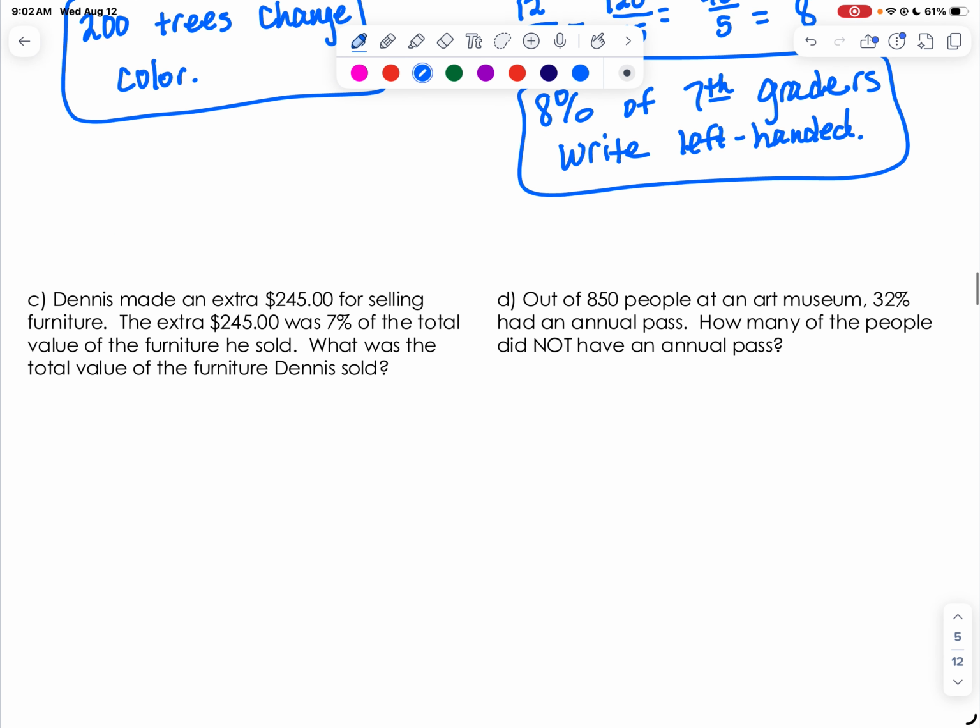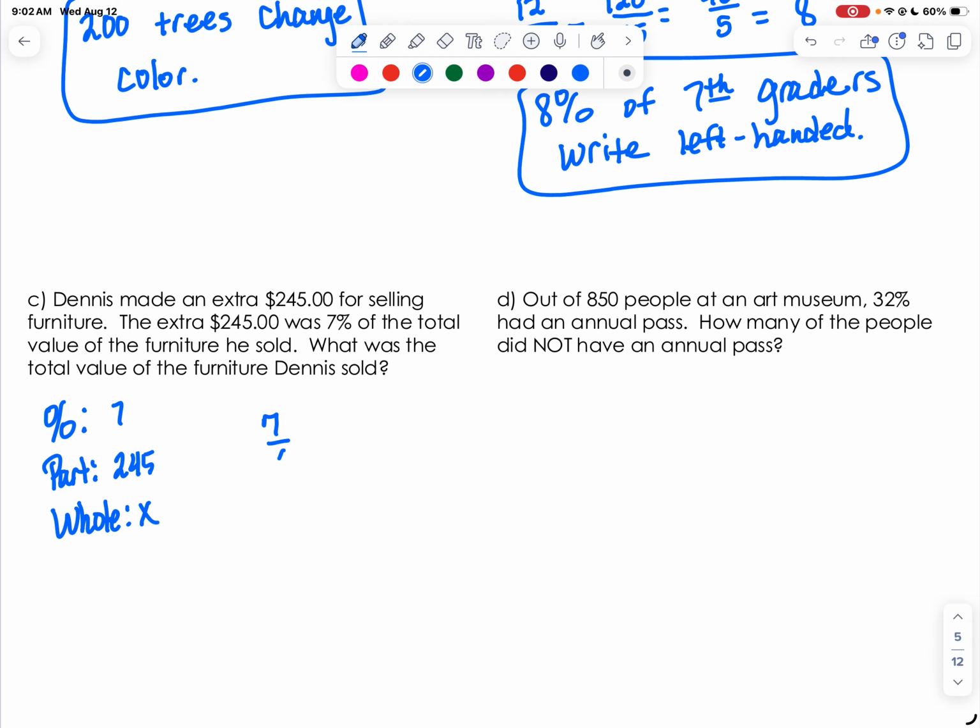Okay, problem C. Dennis made an extra $245 for selling furniture. The extra $245 was 75% of the total value of the furniture. What was the total value of the furniture Dennis sold? So percent, part, whole. We know our percent is 75. We know the part is 245. But in this problem, we don't know the total or the whole.